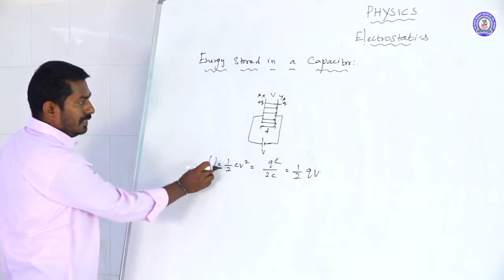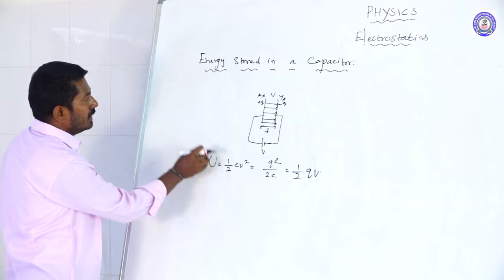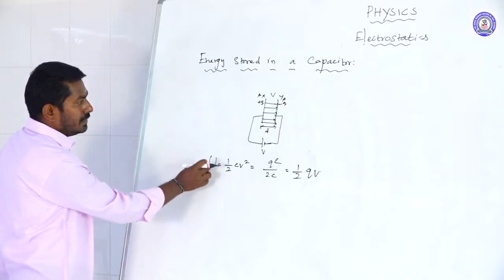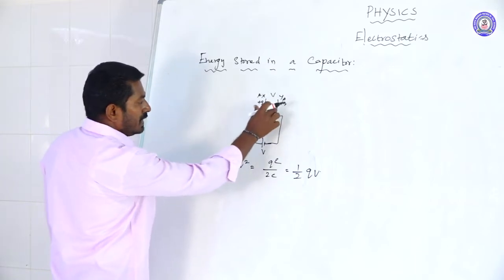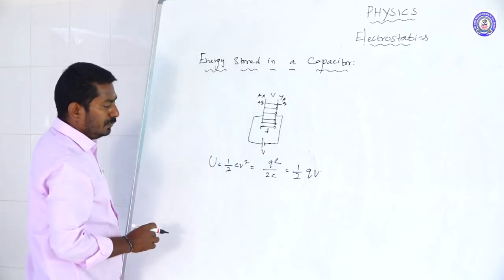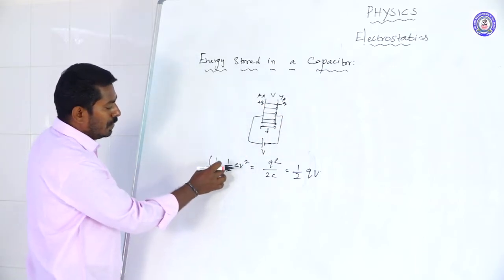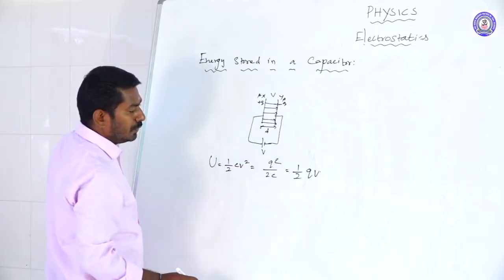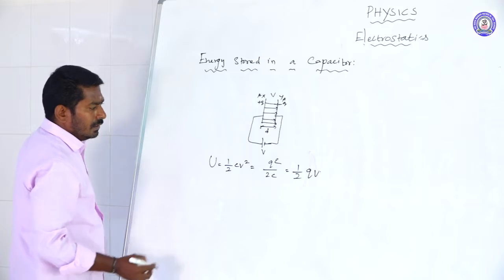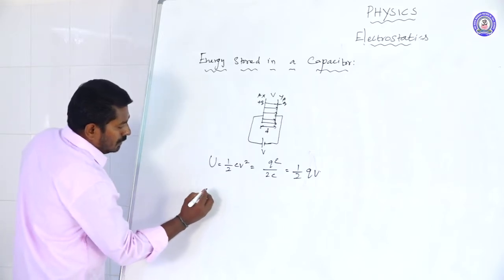This is a very important expression associated with the capacitor: energy stored in a parallel plate capacitor, especially when the space between the two plates is completely filled with a medium. U is equal to half CV square, which is equal to Q square divided by 2C, which is equal to half QV.